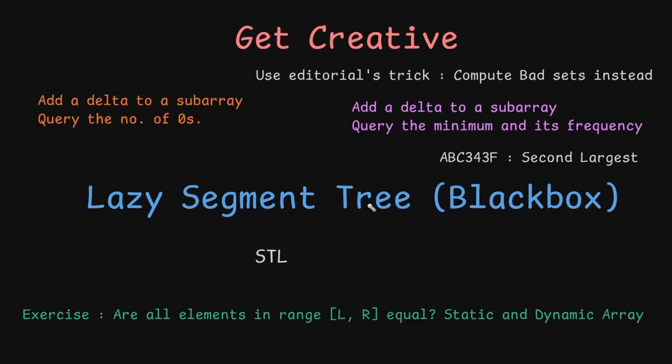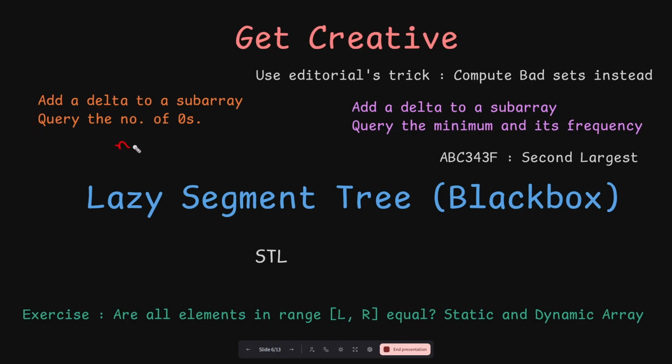To figure out this data structure, we need to get creative. Remember that the editorial used a trick of computing the bad sets instead of the good sets. So why can't we do the same thing here? We know that possibly no such data structure exists that can find the number of non-zero elements in a range. So why don't we try to look for a data structure that can add a delta to a subarray and then query the number of zeros in a range? Because we can still recover the answer from this.